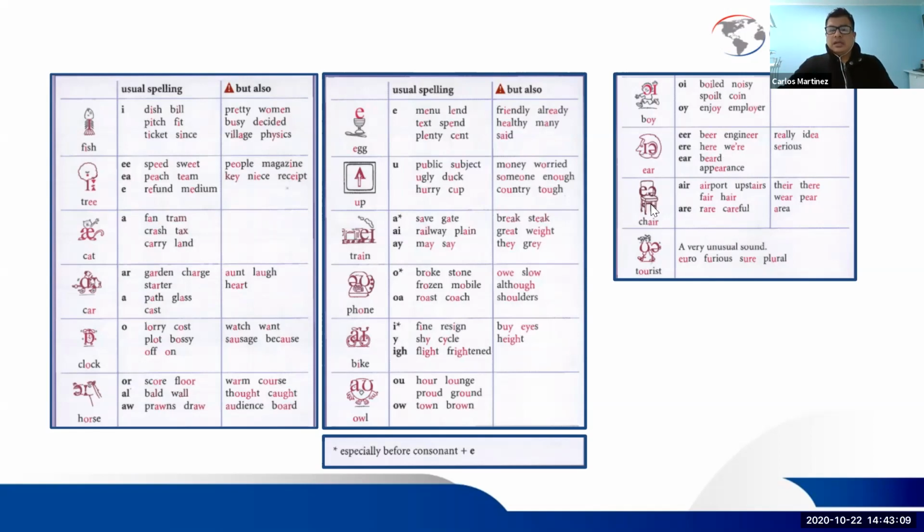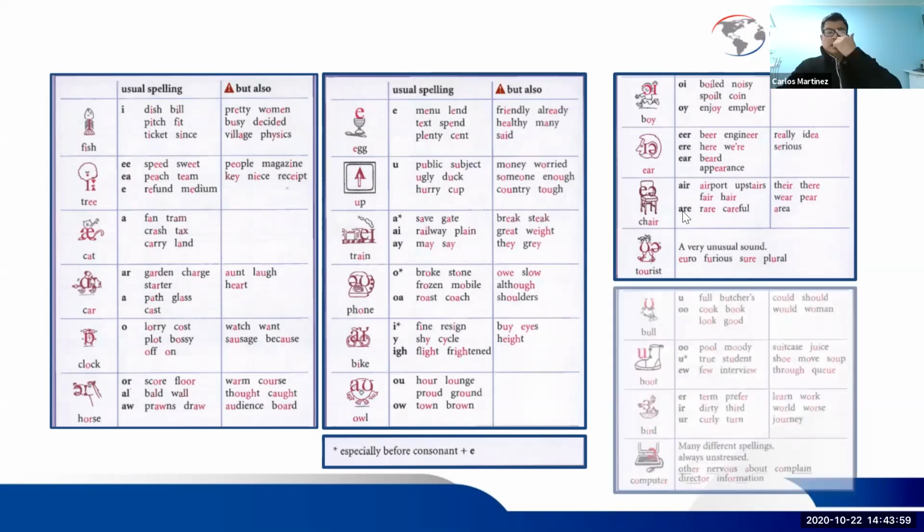And then we have air, like chair. The letters that produce the sound are the AIR, like airport, or upstairs, or fair, or hair. And the ARE, like rare, and careful. Notice airport, upstairs, rare, fair, and hair. And another combination for this sound could be the EIR, there, where, pair, and area. Okay, so these are other combinations that also produce the air sound.